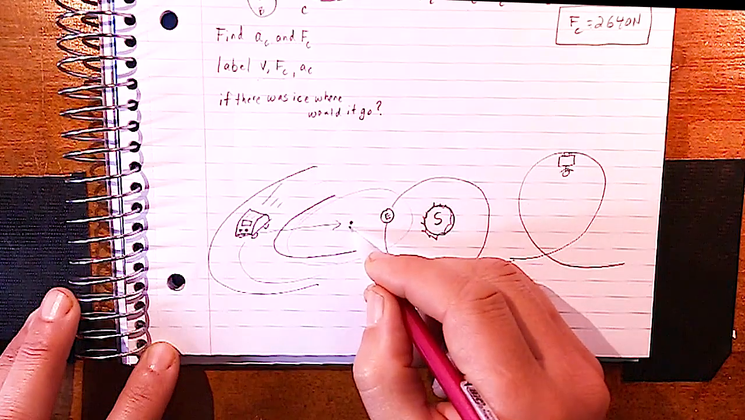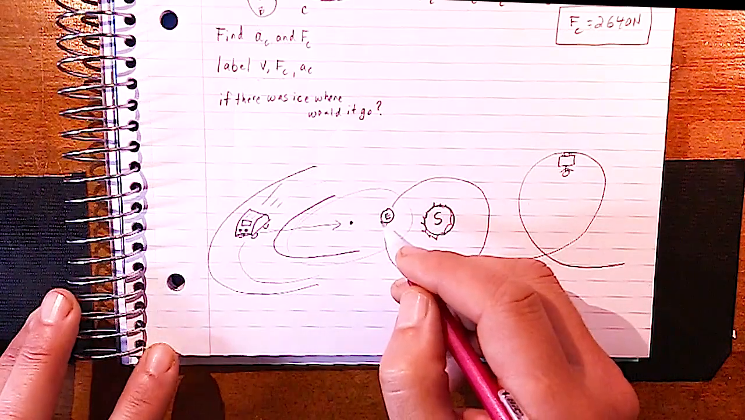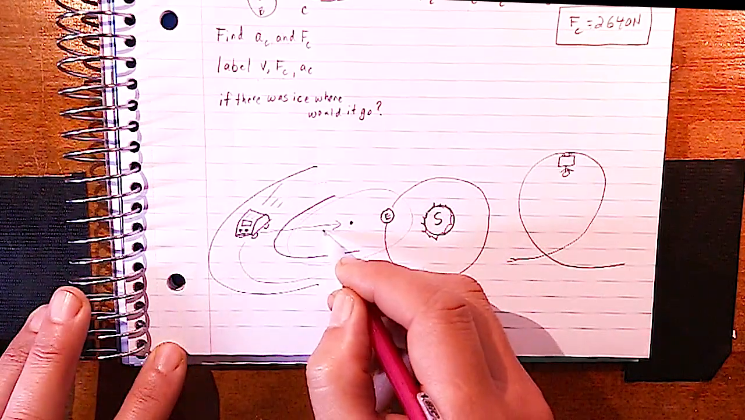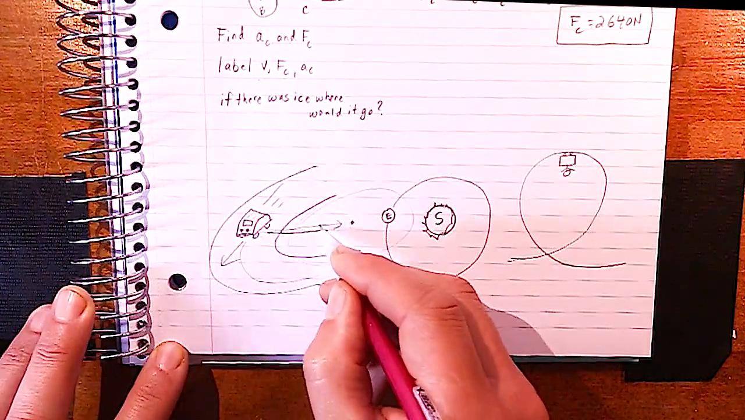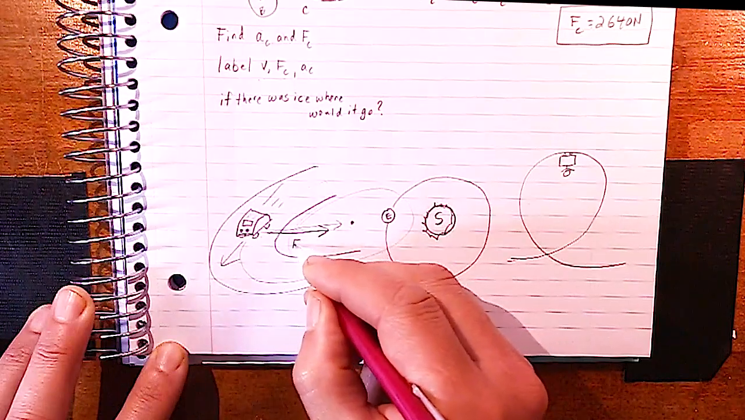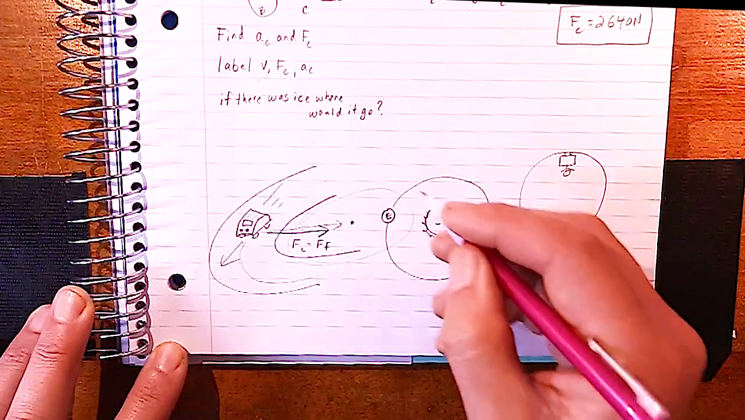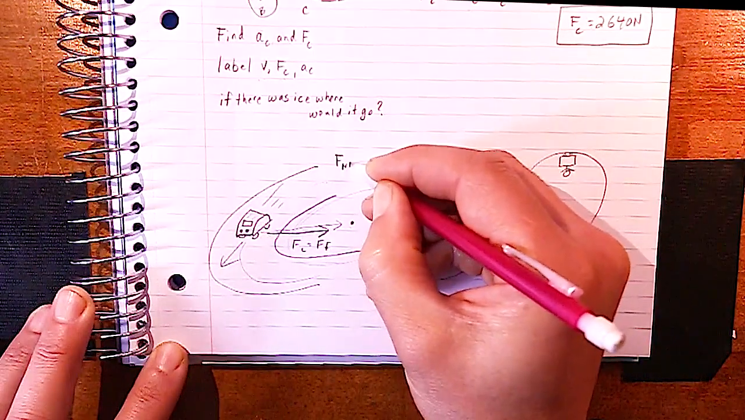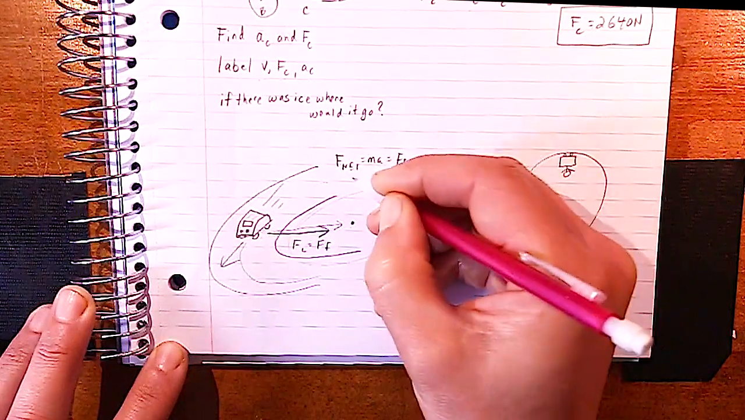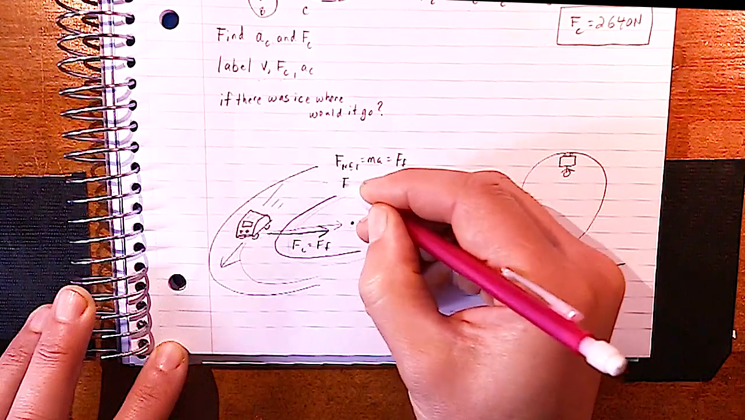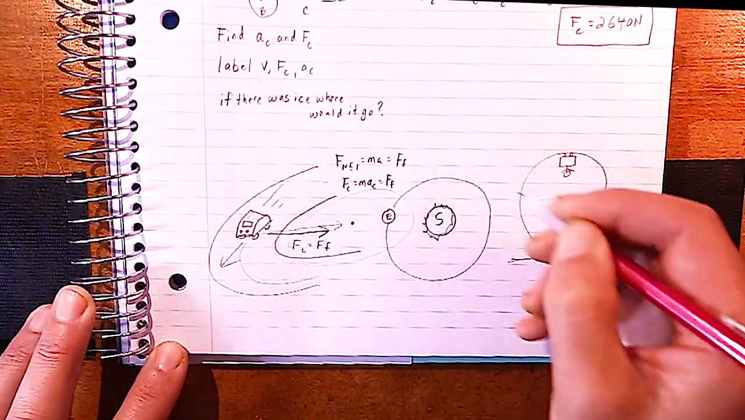But what is the centripetal force? Remember, it's a net force, so something needs to be causing it. Well, what's pushing the car around the corner? If there was no friction, the car would travel off in a straight line. So the net force, the centripetal force, Fc, in this case, is Ff. So if we were to write a net force equation, we would write F net equals ma equals Ff. But because it's a centripetal force, we can say Fc equals mac equals Ff.